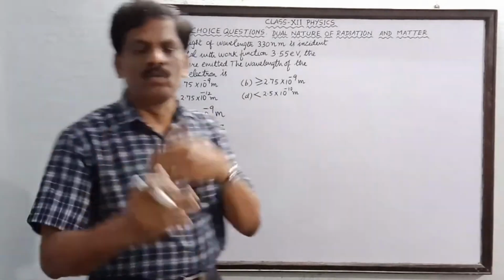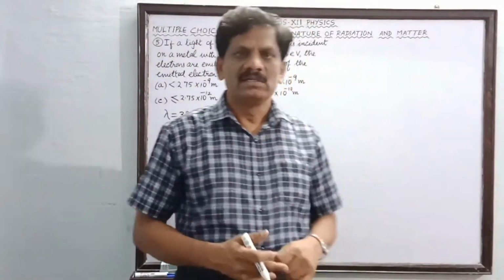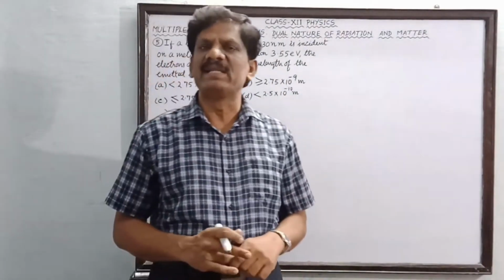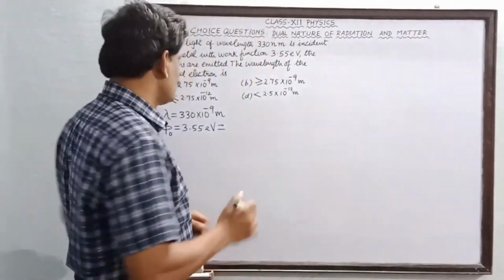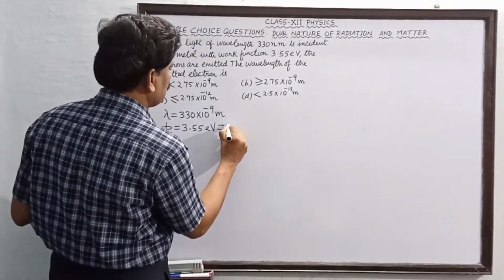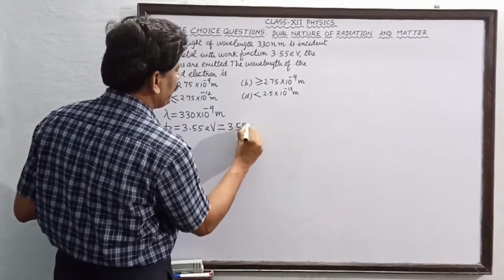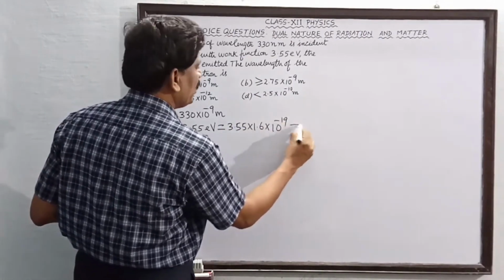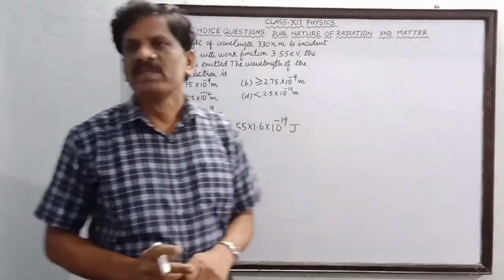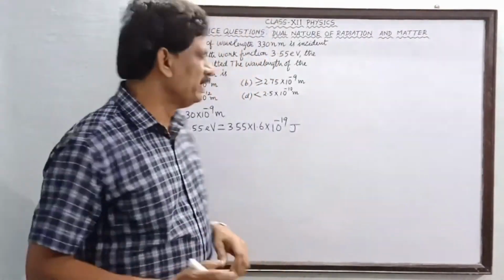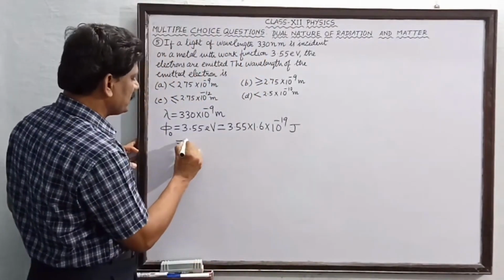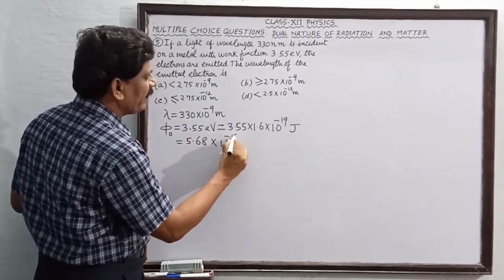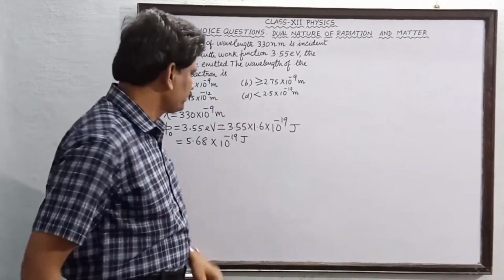So 1 electron volt can be converted into joule. In joule, 1 electron volt is equal to how much? 1.6 into 10 power minus 19. So this is also equal to 3.55 multiplied by 1.6 into 10 to the power of minus 19. Now the unit has become joule. If you multiply, the value will be nearly equal to 5.68 into 10 to the power of minus 19 joule.